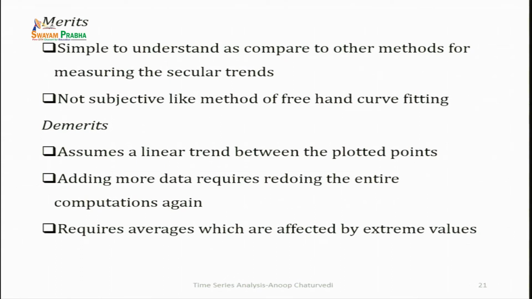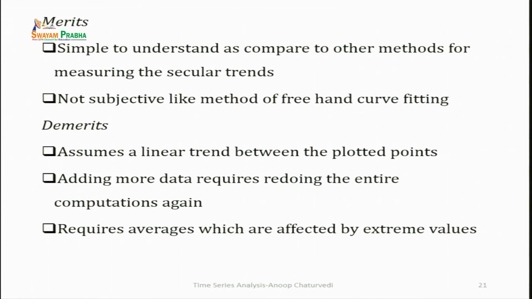Now, this method is based on averages. What you have done is divided the observations into two parts and then calculated the averages for the two parts. But as you know, averages are affected by extreme values. So is this method. So, this method is also affected by extreme values.